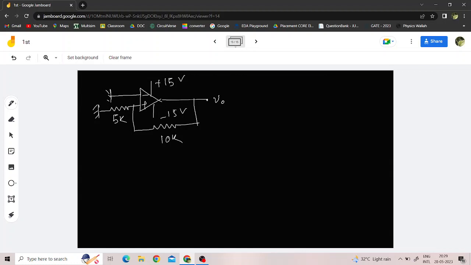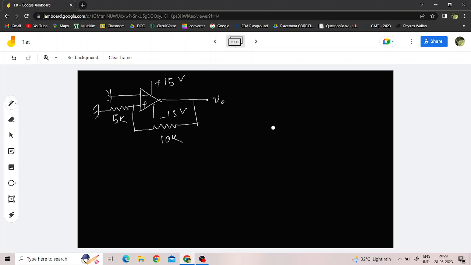Why? Because there is only one feedback, which is coming from the output of the op-amp to the non-inverting terminal. Suppose there are two feedbacks, one coming to the non-inverting terminal of the op-amp and the other coming to the inverting terminal, then you have to check which one is dominant. So this one is basically a simple positive feedback circuit.